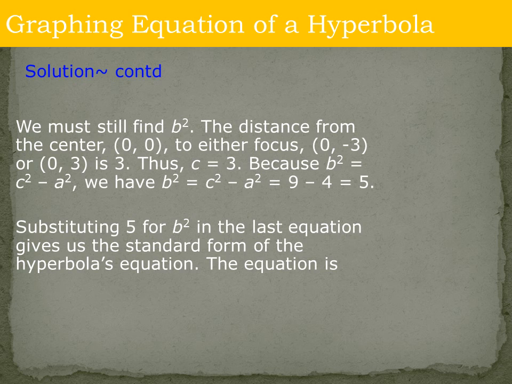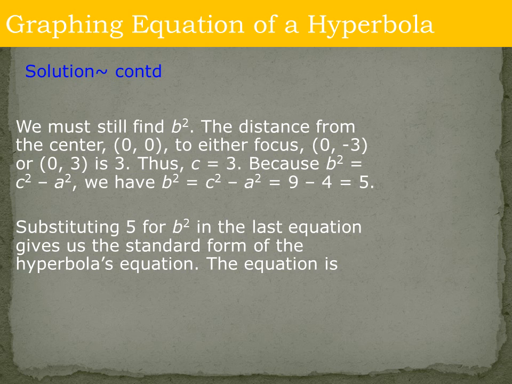Then we have to find b squared. The distance from the center (0, 0) to either focus, (0, -3) or (0, 3), is 3. Thus, c equals 3, because b squared is equal to c squared minus a squared. We have b squared equals c squared minus a squared equals 9 minus 4 equals 5.